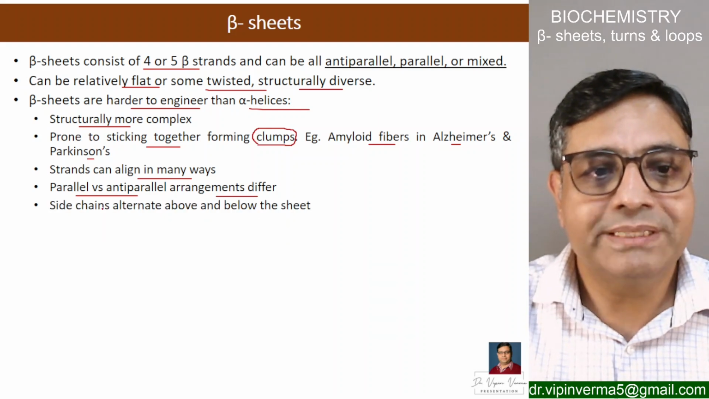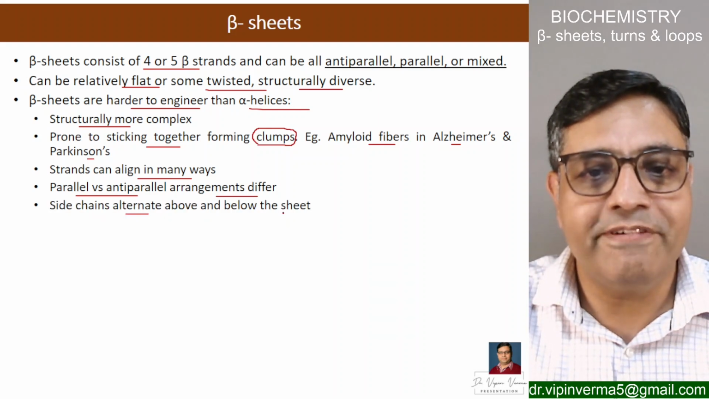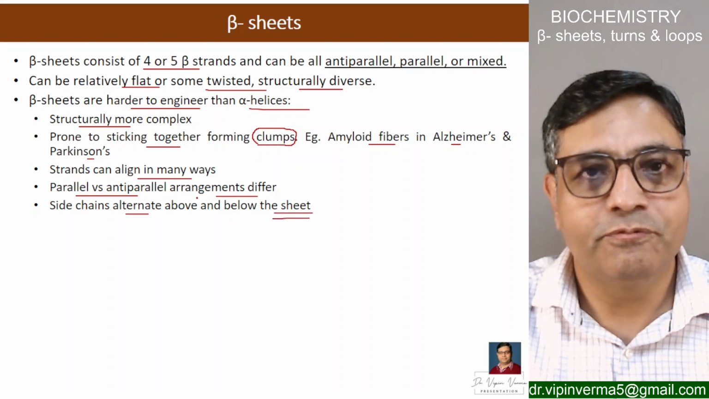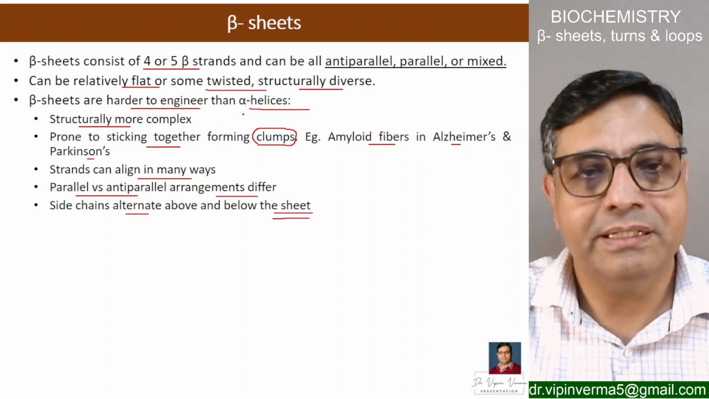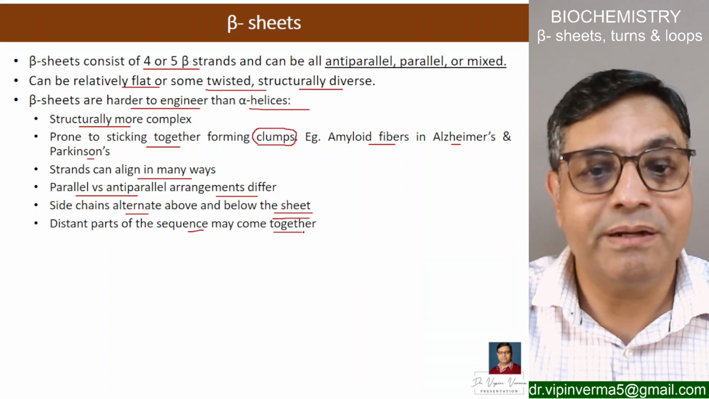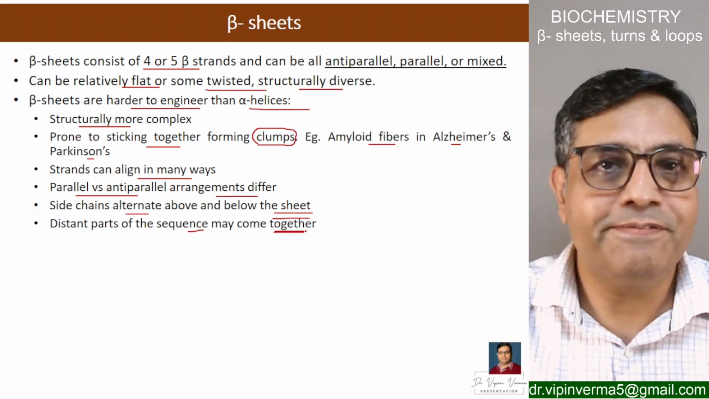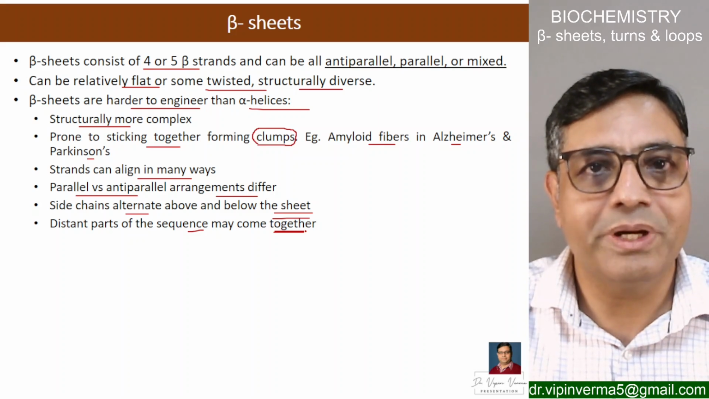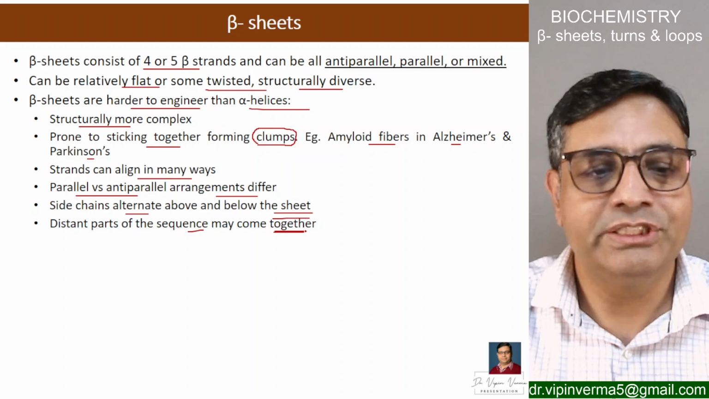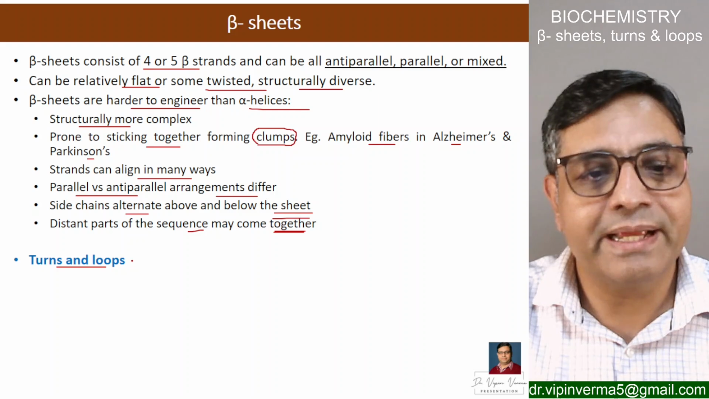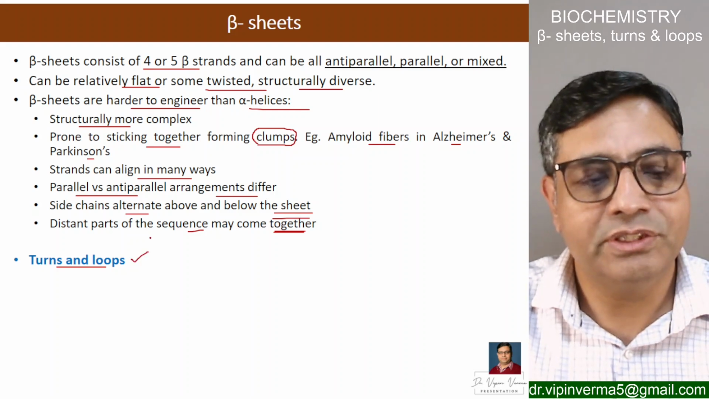Okay. Now side chains alternate above and below the sheet, so that also makes it slightly more difficult to engineer these sheets than the alpha helices. And then the distant parts of the sequence may come together. So again, if we combine all these factors, then helices are easier to engineer as compared to the beta sheets.